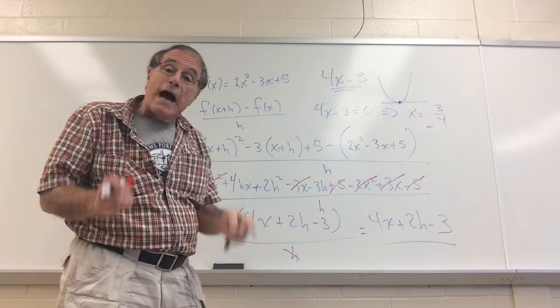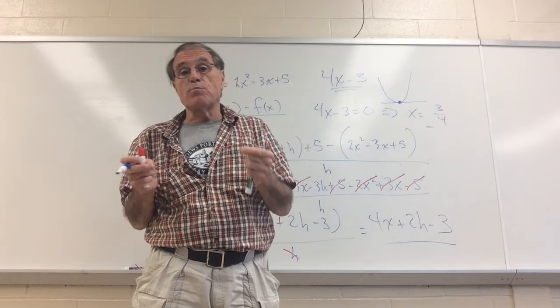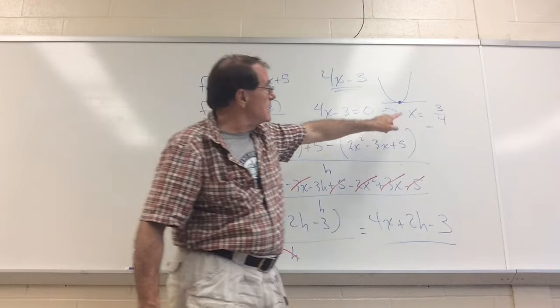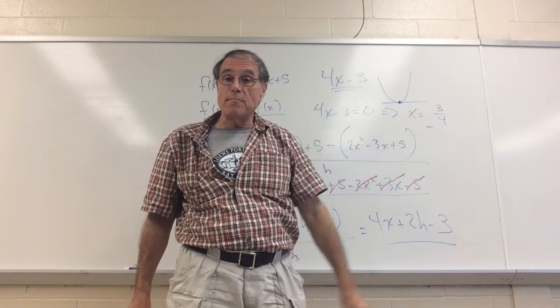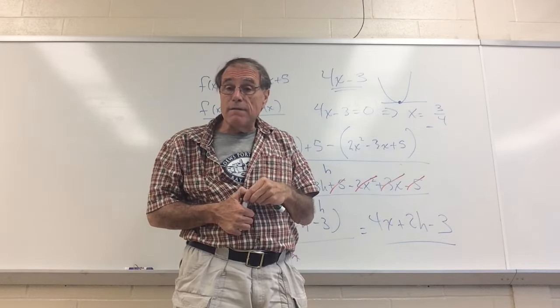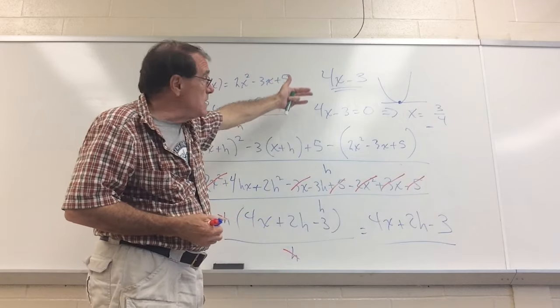Pretty cool. Now, if this were a cost function representing your units to produce and the associated cost, you would want to produce at this level of output because that level of output would give you minimum cost. So here's an example of taking a function and evaluating the difference quotient and seeing an example.